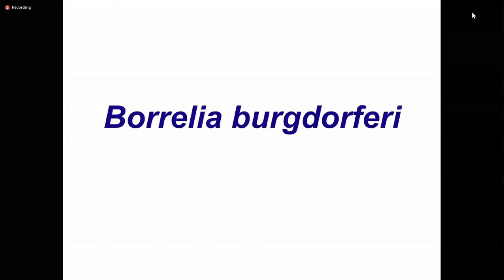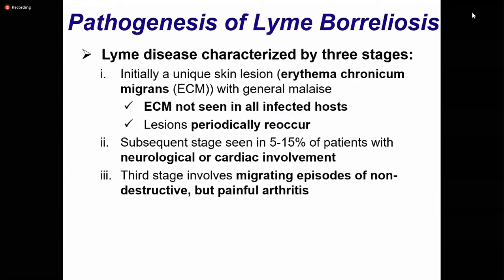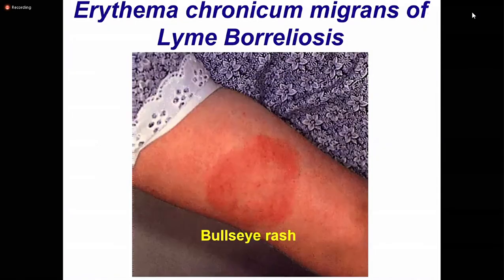I am concerned mainly with Borrelia burgdorferi because, as I said, this one progresses in different stages. You may see it later on in the third year, but it starts with unique skin lesions like erythema migrans, and with general malaise. It can subsequently cause some neurological involvement, and it ends up in the third stage as arthritis. This is the common rash we see, erythema migrans of Lyme Borrelia.